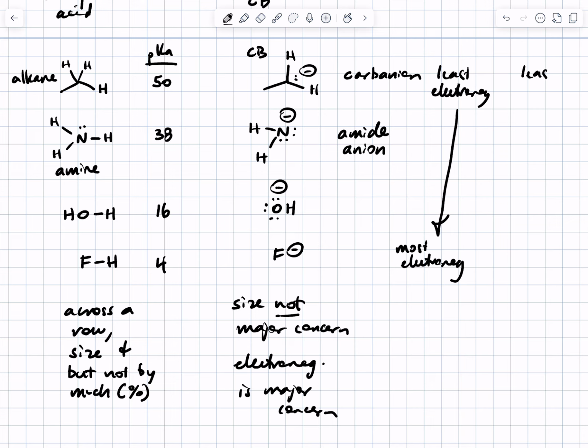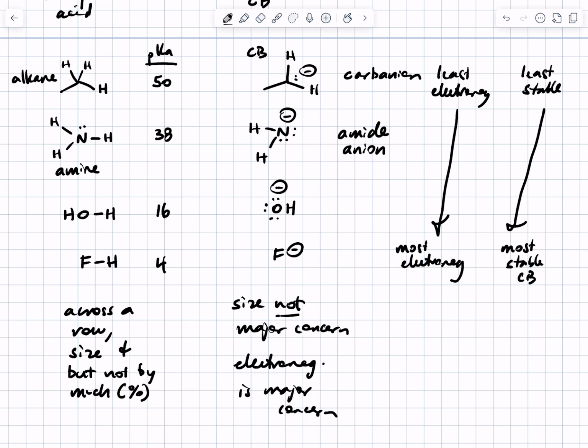Notice that carbon, the carbanion, is the least stable conjugate base, and F minus here is the most stable conjugate base. Okay? So in a row, when size isn't changing a lot, then electronegativity of the atom that bears the negative charge is the best explanation. Electronegativity literally means the electrons on that atom are lower in energy than electrons on a less electronegative atom. At least within a row of the periodic table, that's what it means.